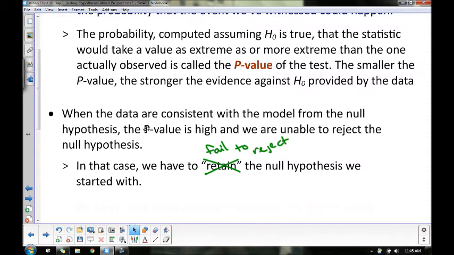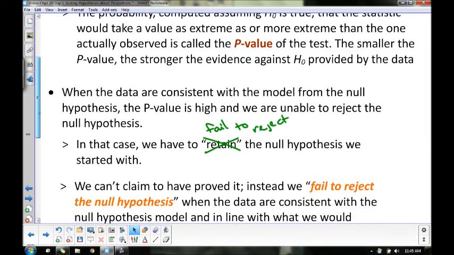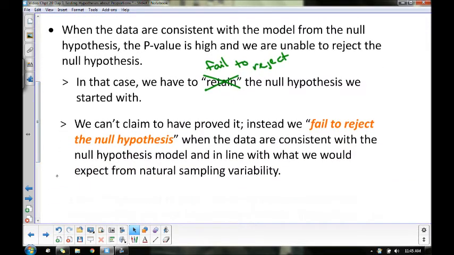If my p-value, for example, the probability that a free thrower actually has a 78% shot is, let's say, 42%. That's a pretty strong probability. So that's not enough for me to reject, so I fail to reject the null hypothesis. You can never, ever, ever say that we've proven the null hypothesis. You cannot say the null hypothesis is true. All you can say is we fail to reject.